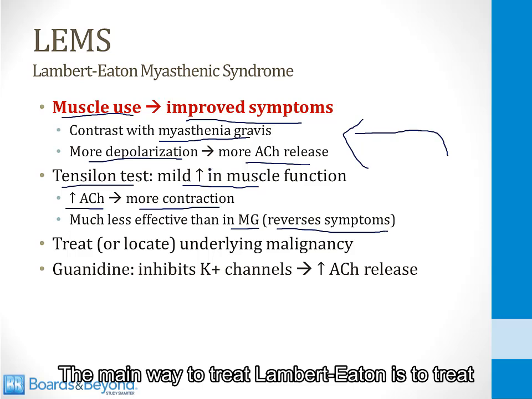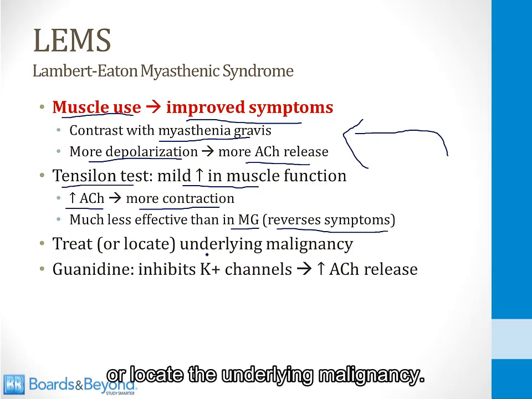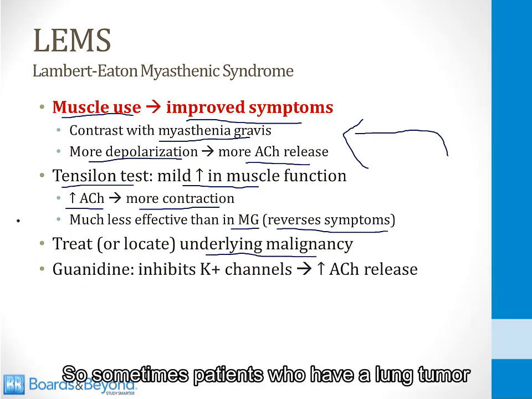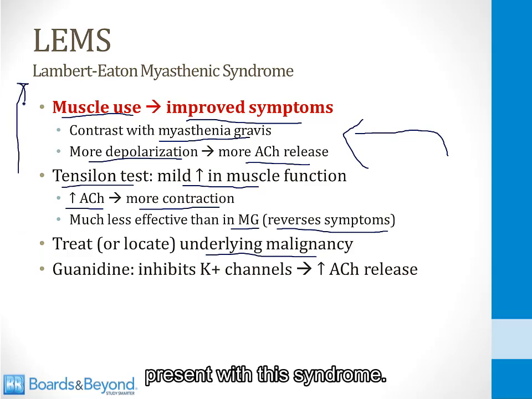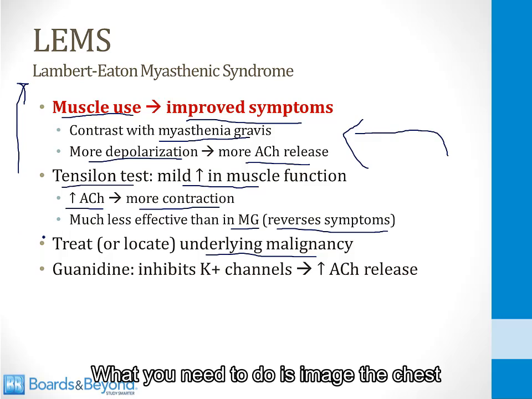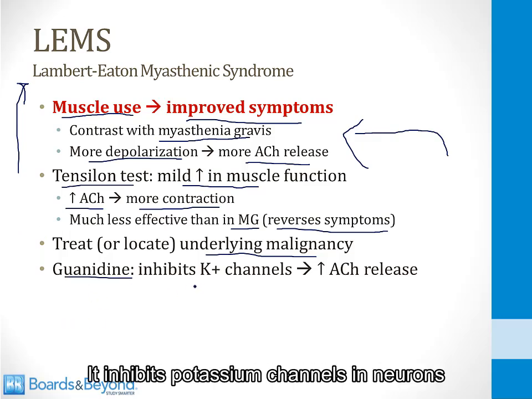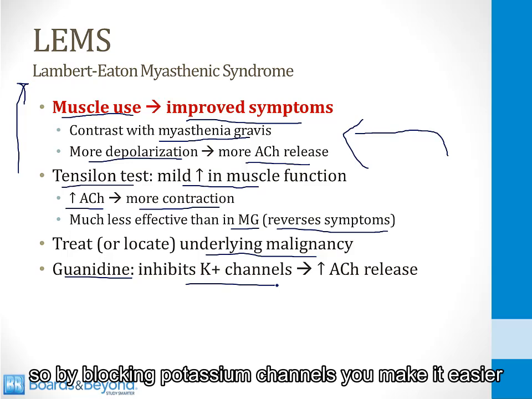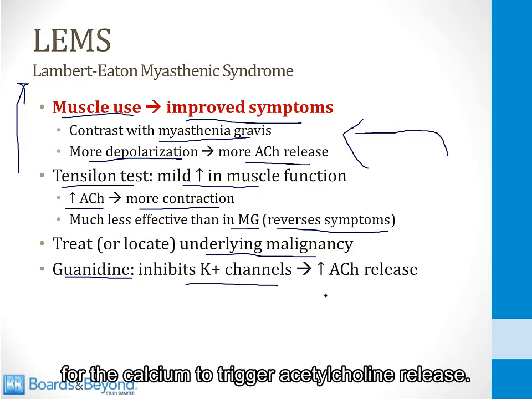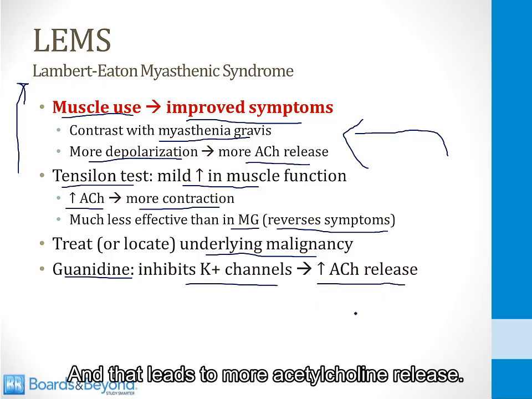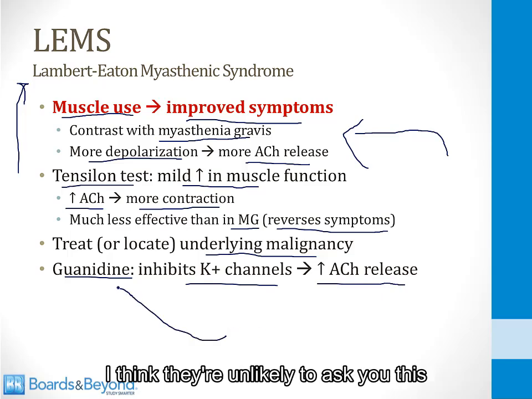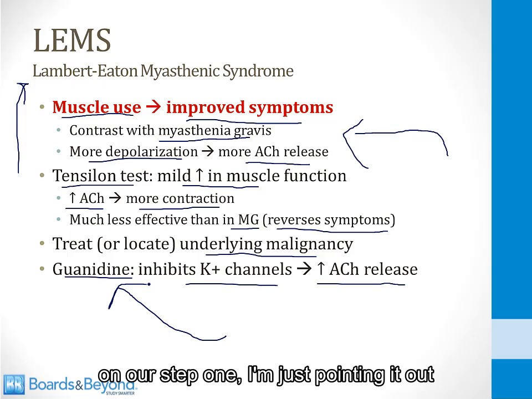The main way to treat Lambert-Eaton is to treat or locate the underlying malignancy. So sometimes patients who have a lung tumor present with this syndrome. What you need to do is image the chest to identify the lung tumor. There is a drug used to treat this. It's called guanidine. It inhibits potassium channels in neurons. So by blocking potassium channels, you make it easier for the calcium to trigger acetylcholine release, and that leads to more acetylcholine release. I think they're unlikely to ask you this on your Step 1. I'm just pointing it out so you know this.